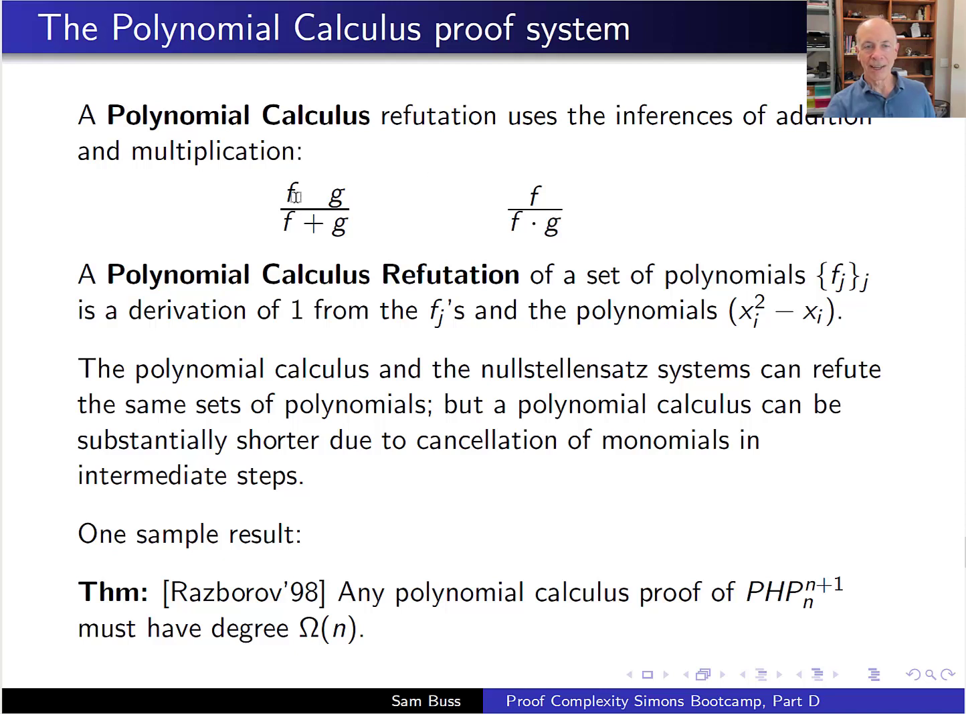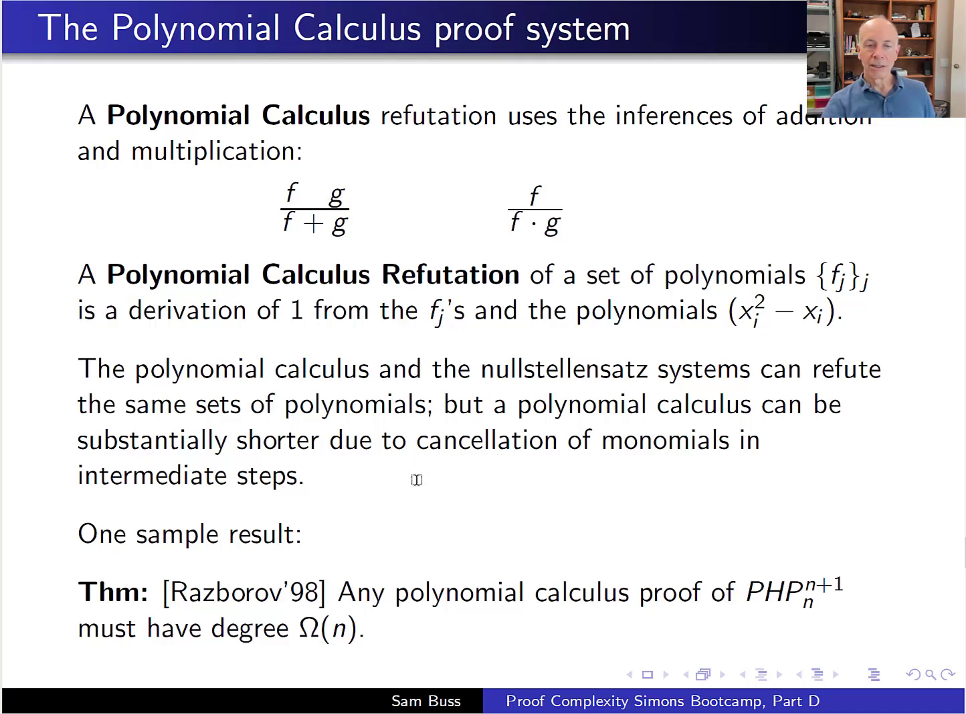And the hypotheses f and g on the left-hand side are f equals 0 and g equals 0, and the conclusion is f plus g equals 0. And a polynomial calculus refutation of a set of polynomials is a derivation of the polynomial 1 starting with the fj's and the polynomials xi squared minus xi.